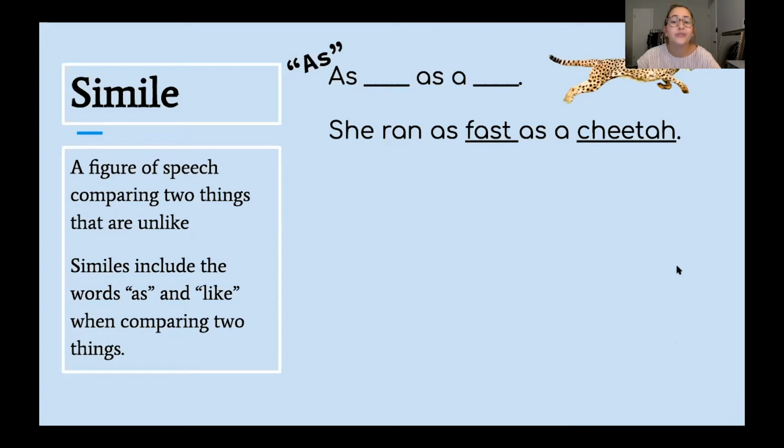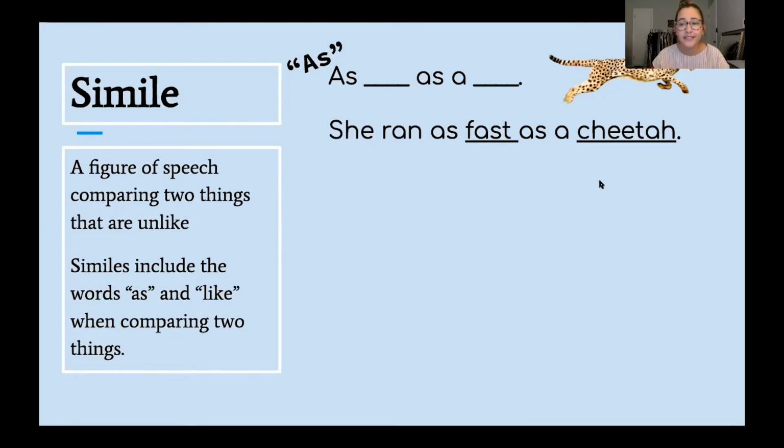If I said that she ran as fast as a cheetah, I'm doing two direct comparisons. I'm comparing the girl, who I'm talking about in the story, with a cheetah, and I'm using the word "fast" and the word "cheetah" as descriptors. Those are two unlike things, but they have a commonality between them: cheetahs run fast and the girl ran fast, so we compared them.